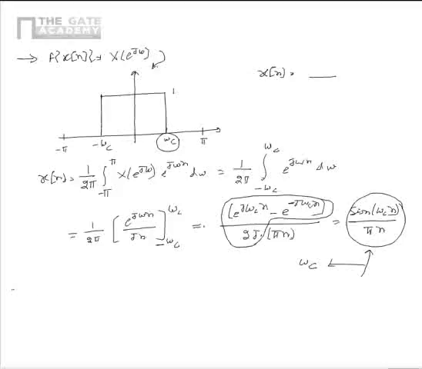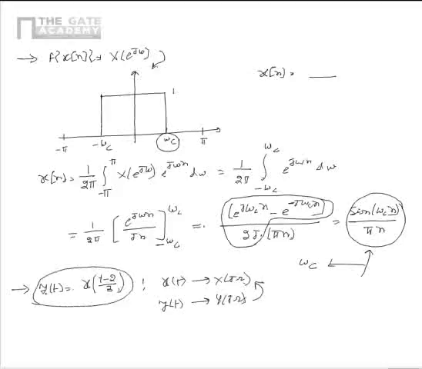Now let us consider another problem, as per which there is a signal y of t which is derived from another signal x of t as x of t minus 2 divided by 3. It's given that the Fourier transform of x of t is x of j omega, and the Fourier transform of y of t is y of j omega. Now we have to find y of j omega in terms of x of j omega using the given relation.